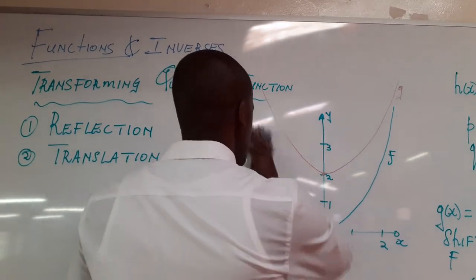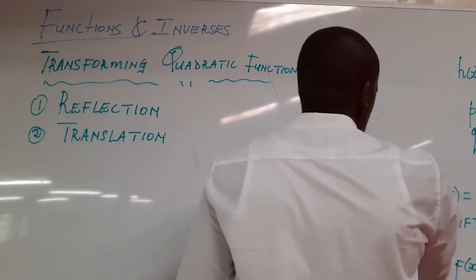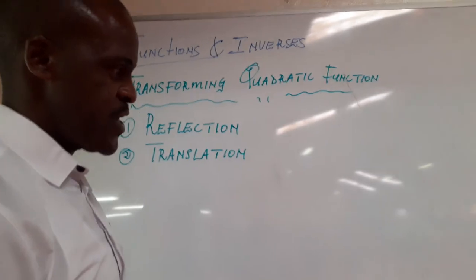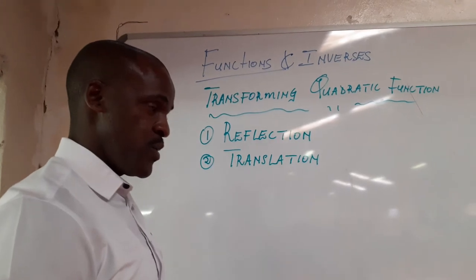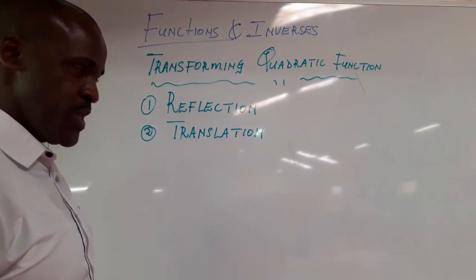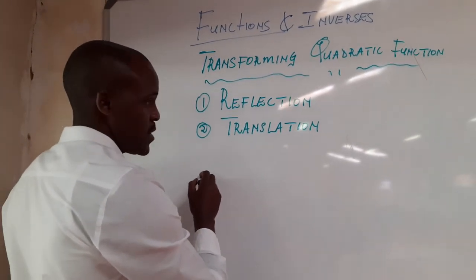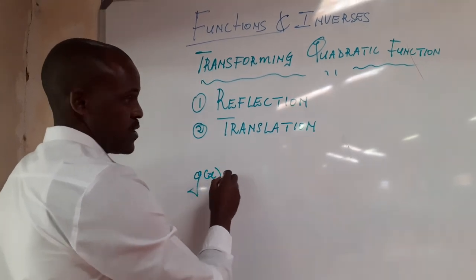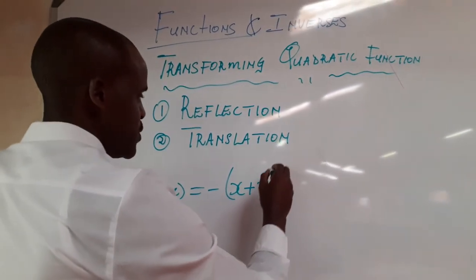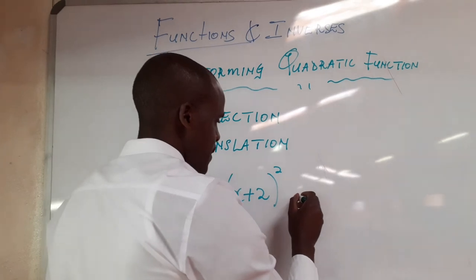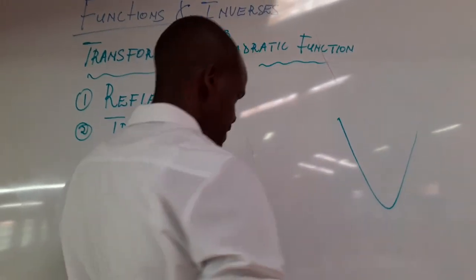Right, the function of g is to be shifted 2 units to the left. Right, g is given by negative x plus 2 all squared minus 1. Oh, it's concave down.